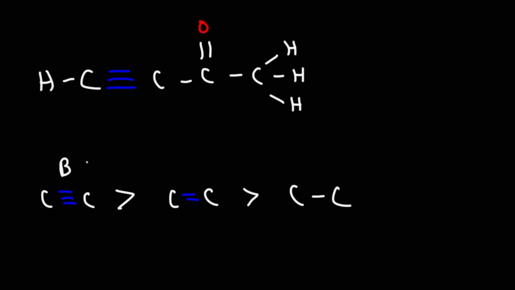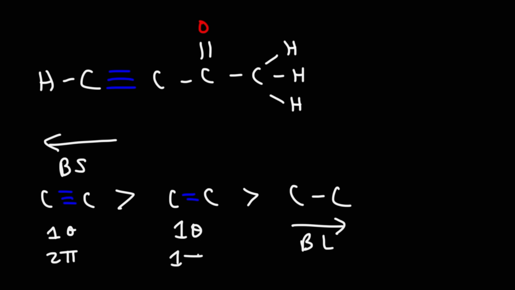So bond strength increases to the left. Bond length increases to the right. What that means is that triple bonds, they're the strongest, but they're the shortest. Single bonds are the weakest, but they're the longest. A triple bond has 1 sigma bond and 2 pi bonds. A double bond has 1 sigma and 1 pi, and a single bond only has a sigma bond.